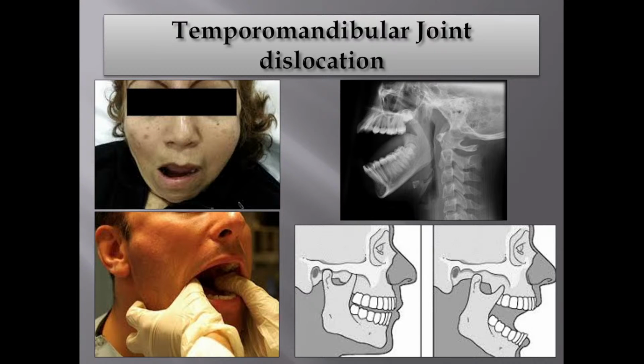Palpation of the temporomandibular joint area may reveal the condylar head in an abnormal position below the zygomatic arch. If the dislocation resulted from trauma, the remainder of the mandible, intraoral, and facial areas should be inspected carefully and palpated to assess for any accompanying fractures.